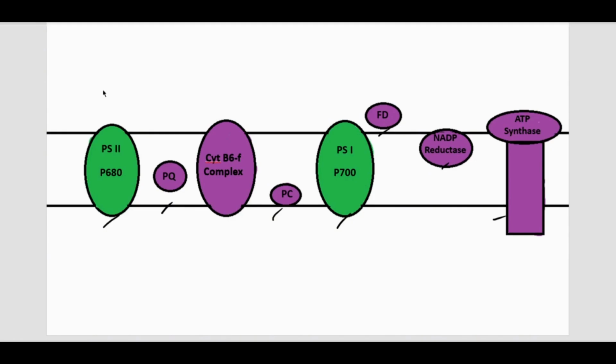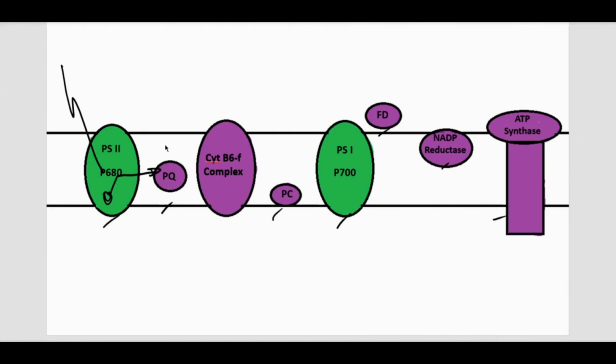It all starts in the PS2 or the photosystem 2. When light hits chlorophyll, say we have light energy and it hits the chlorophyll, it excites the electrons to a higher energy level. These high energy electrons are passed through the electron carrier called the plastoquinone. So say we have here an electron. It will move from the chlorophyll to the plastoquinone.